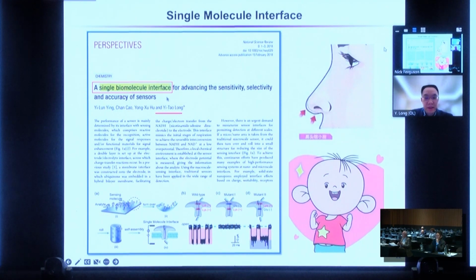This is the geometry of the pore. It looks like our nose or ears, all those organs for sensing, sensing the smell.